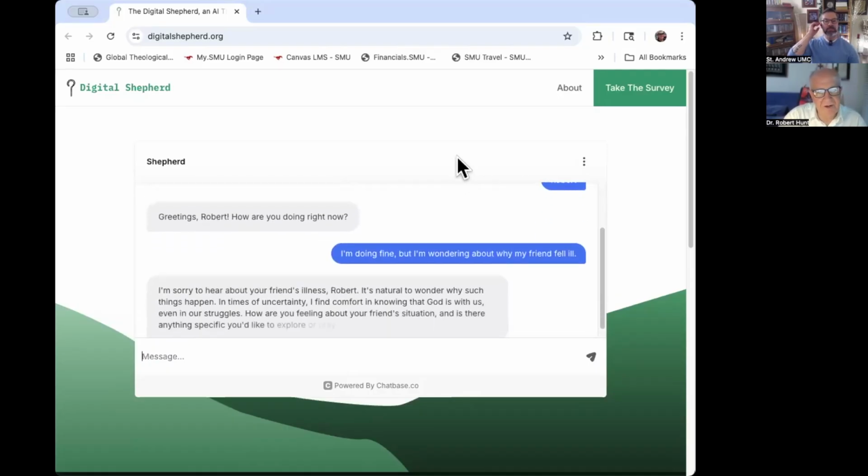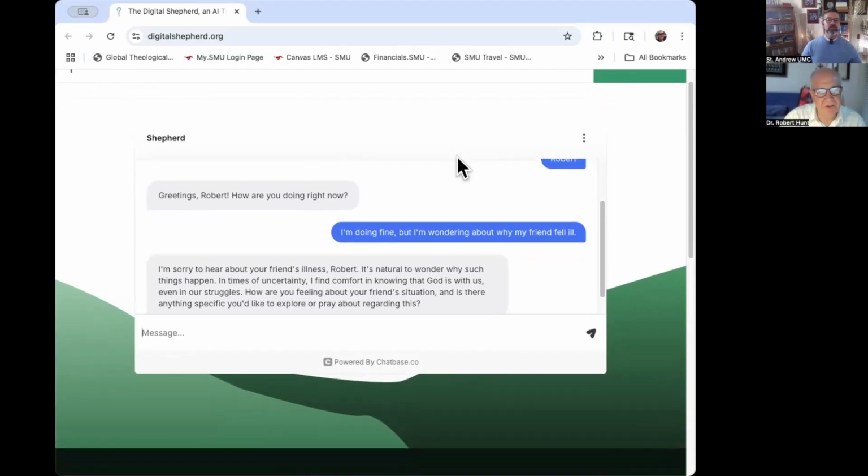It says, "I'm sorry to hear about your friend's illness. It's natural to wonder. In times of uncertainty, I find comfort in knowing that God is with us, even in our struggles. How are you feeling about your friend's situation? Is there something specific you'd like to explore or pray about?" And so I'm just going to ask it a hard one. Why does God allow illness?